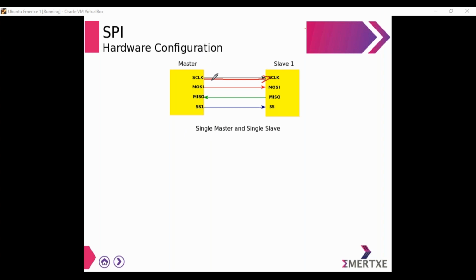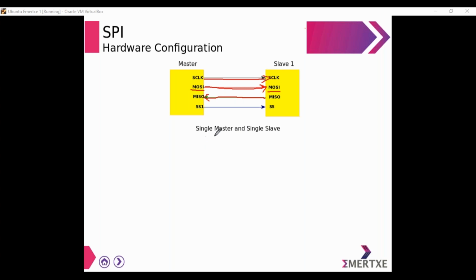Okay, so I'm taking an example of single master, single slave here. So one clock line, SCLK, is going from the master to the slave. Then I have MOSI. MOSI stands for master out, slave in. So you can see the direction of the lines. It is going out of the master and entering into the slave. Then I have MISO, master in, slave out. So it is coming into the master from the slave. So you can see the direction.